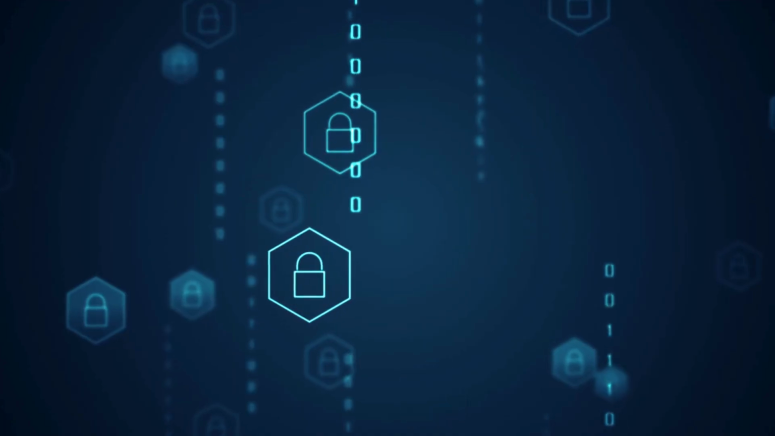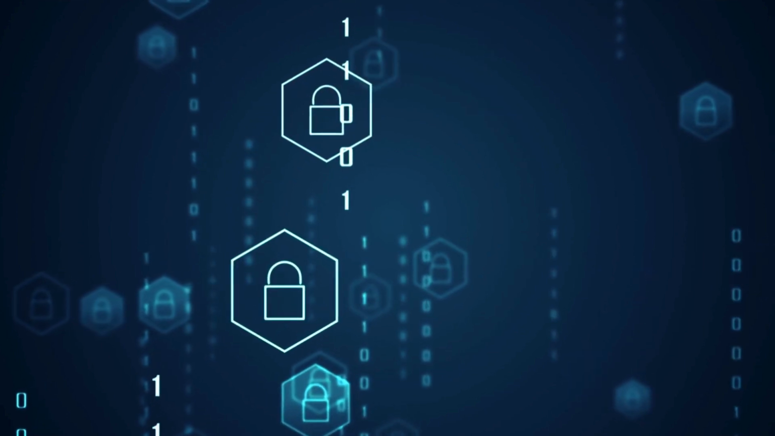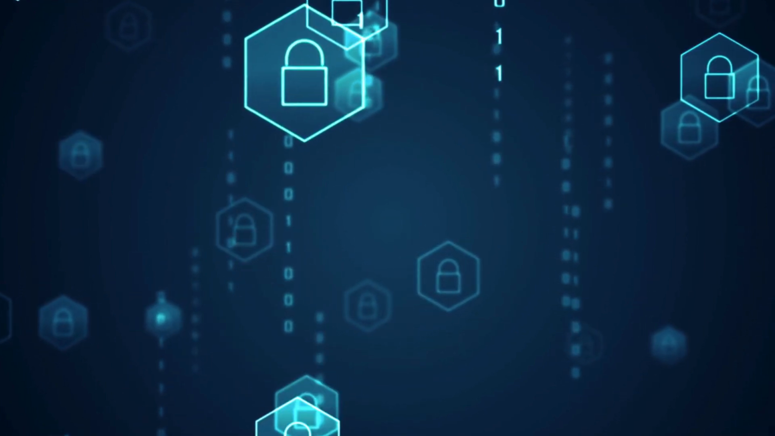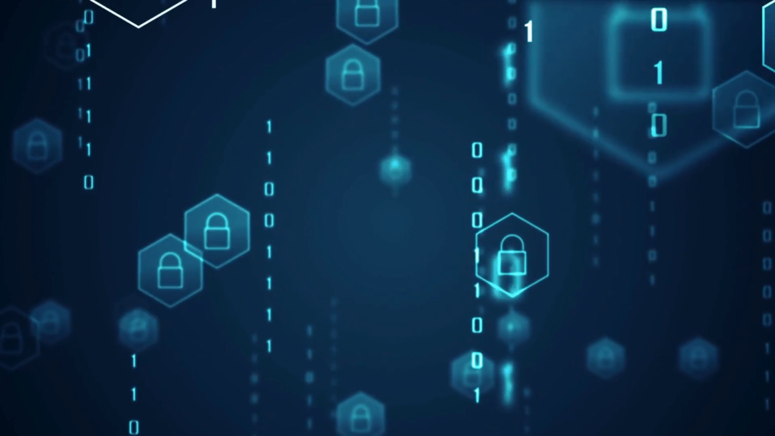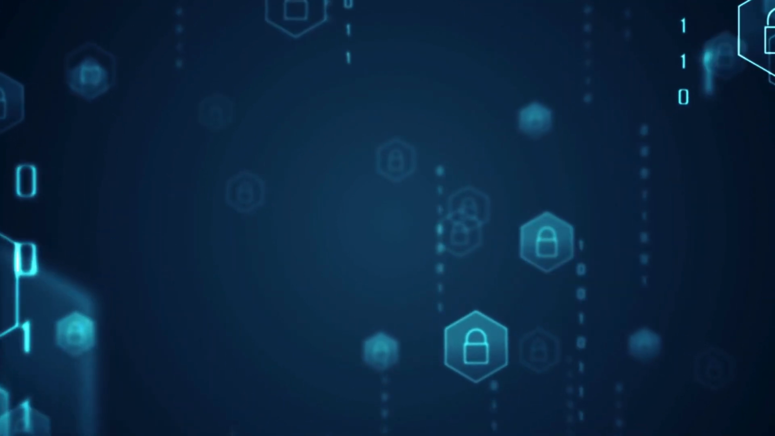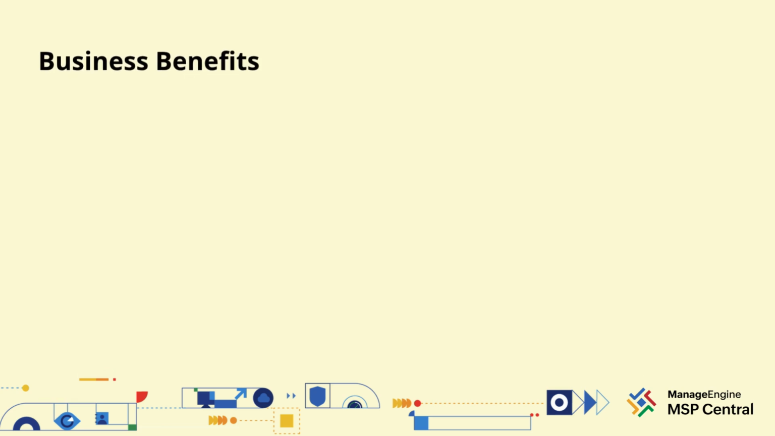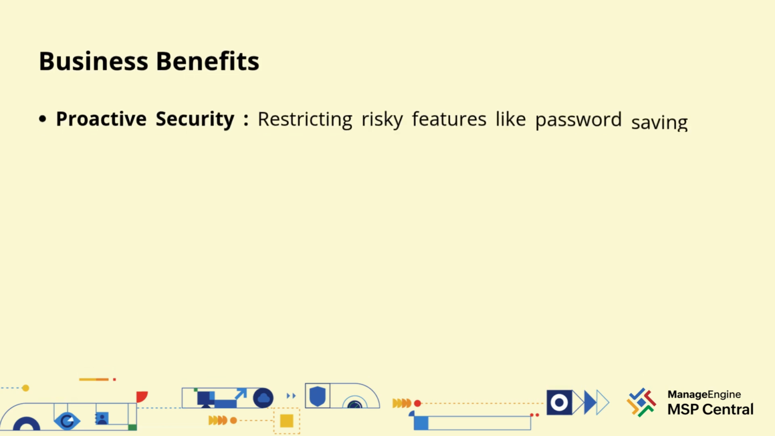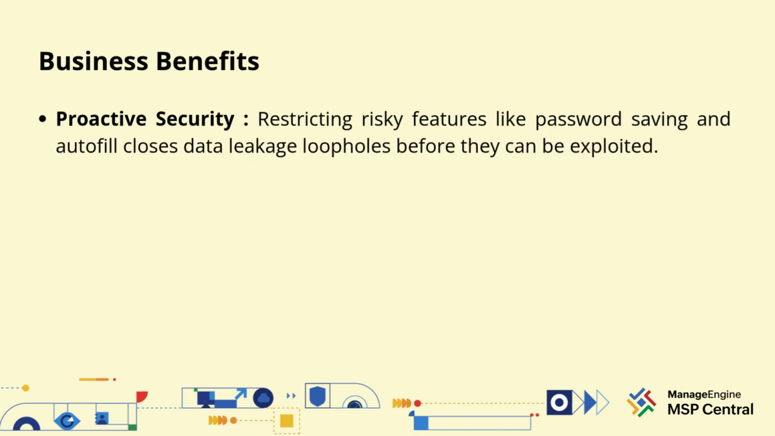Once these configurations are built into a policy, every browser for that client follows the same strict security standards, effectively stopping accidental data leaks at the source. For MSPs, this matters on 3 levels. Proactive security. By restricting risky features like password saving and autofill, you're closing data leakage loopholes before they can be exploited. Client data stays securely within the enterprise boundary.